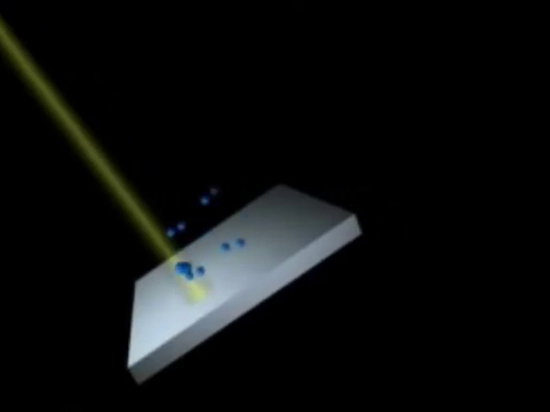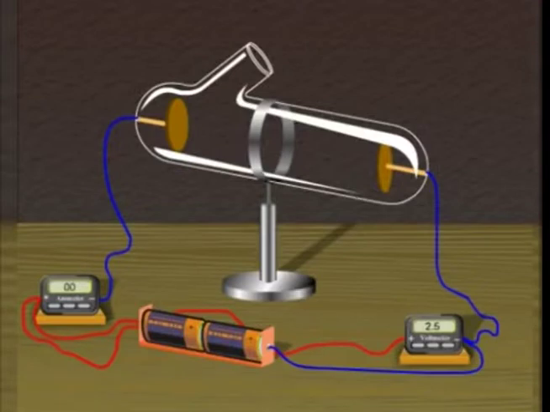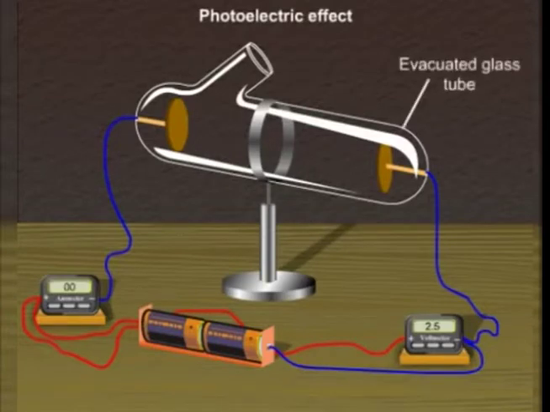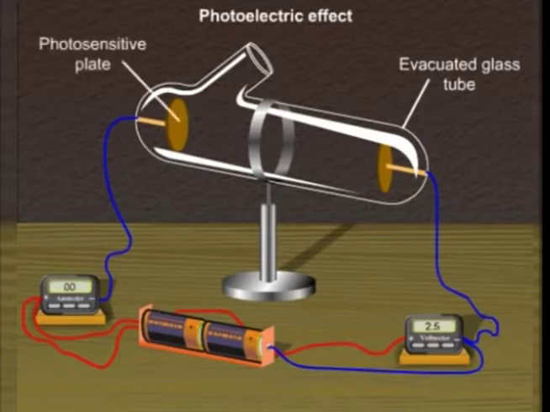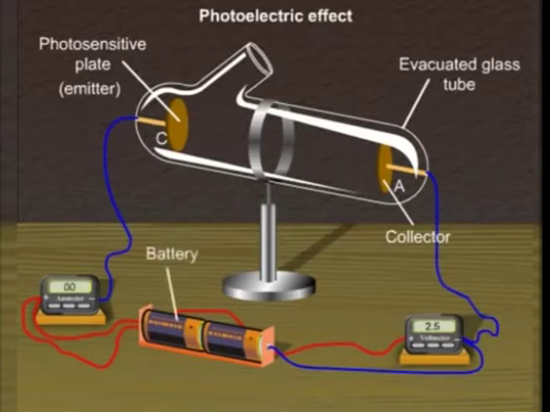Consider this setup on the screen. This can be used for experimental studies of the photoelectric effect. It has an evacuated glass tube or a quartz tube having a photosensitive plate labeled as C. This is known as the emitter. Another metal plate A is known as the collector. Now the emitter and the collector are attached to a battery that maintains the potential difference between the plates.